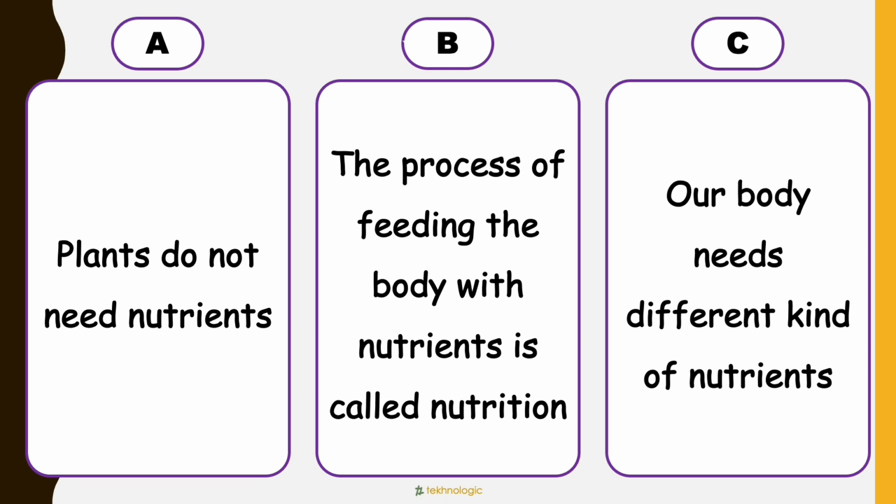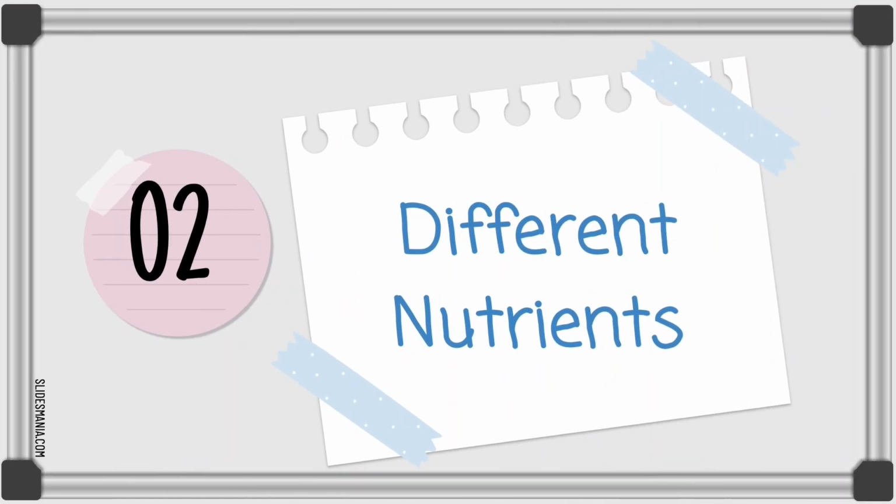Yes, plants need nutrients. That's why it's wrong. And the other 2 are correct, because the process of feeding the body with nutrients is called nutrition. That's correct. And our body needs different kinds of nutrients, also correct. Now, let's see what the different kinds of nutrients are.